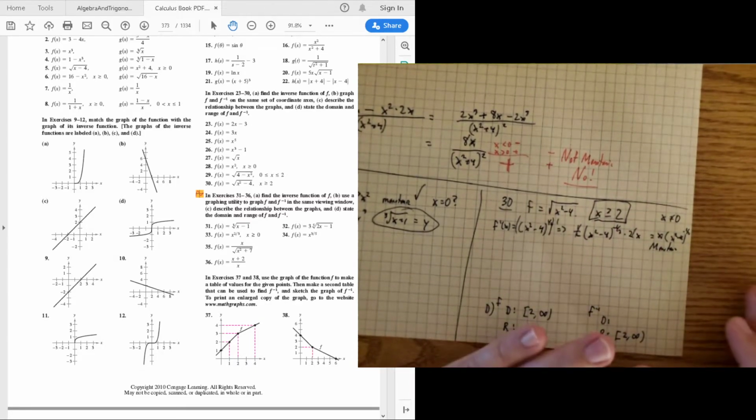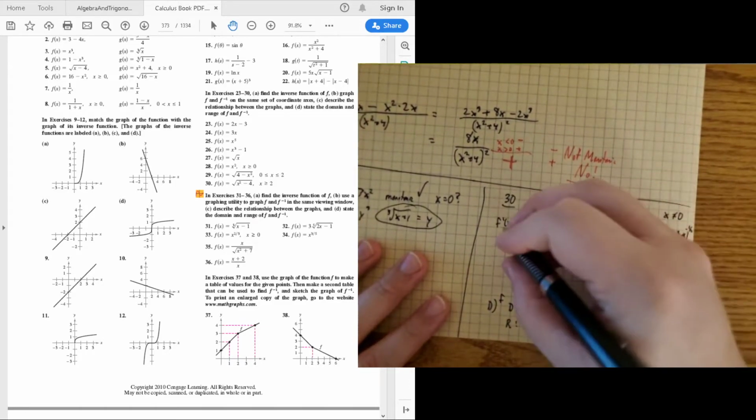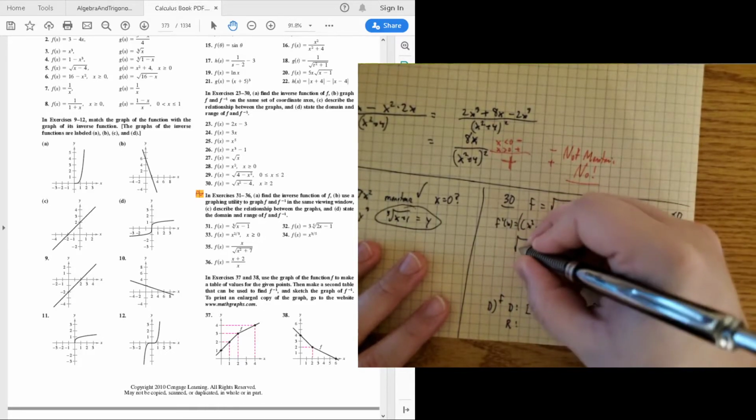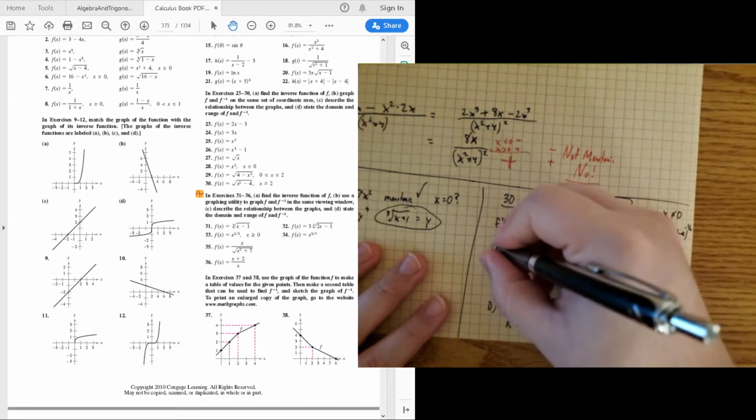Notice that that's all that matters, is it has to be monotonic in the domain in question. So now we actually have to find it. So we take our function. Everywhere there used to be an x, we're going to replace with y. And everywhere there used to be a y, we're going to replace with x.